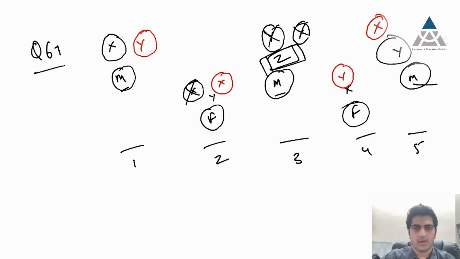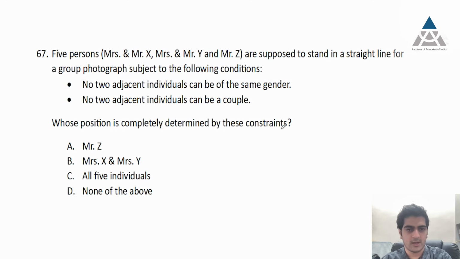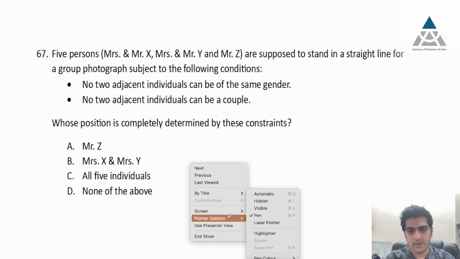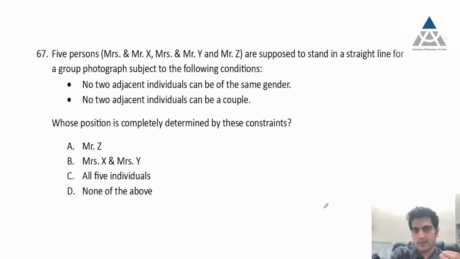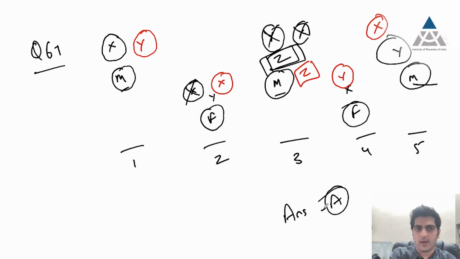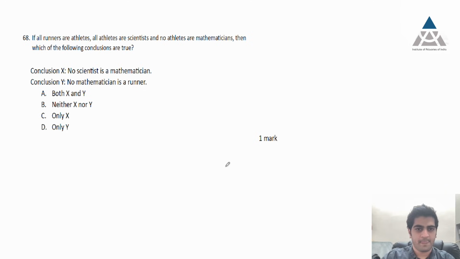Correct? So in all cases, Z has to be in between. So only Z's position is fixed, and that will mean that the answer is option A. So your answer is A. Correct? So hopefully this was understood. Now with this, let's move to the last 3 questions of the day.